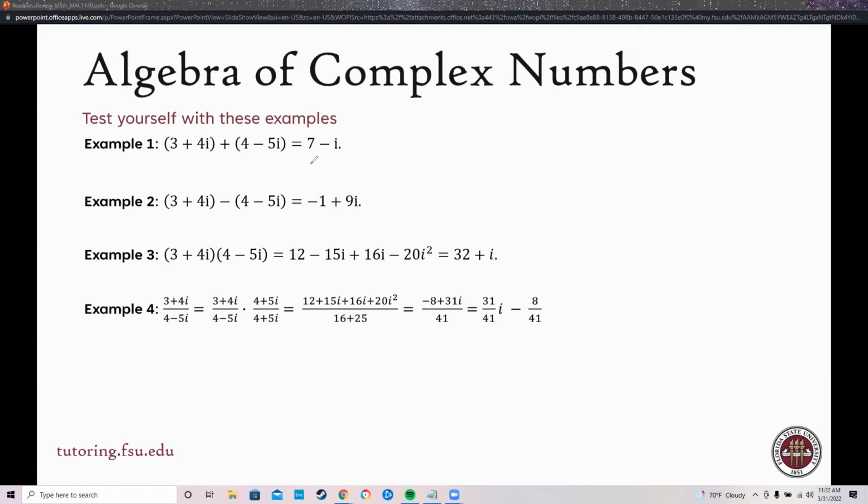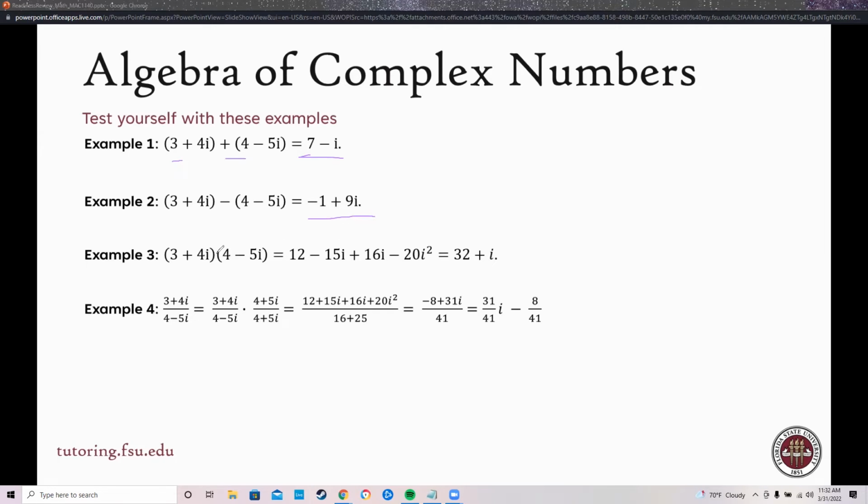So as we did on the first two examples, when adding 3 and 4 together, you get 7. And then when you subtract 4 by 5, so you have 7 minus i for the first one, -1 plus 9i for the second one. We got all that hunky-dory.